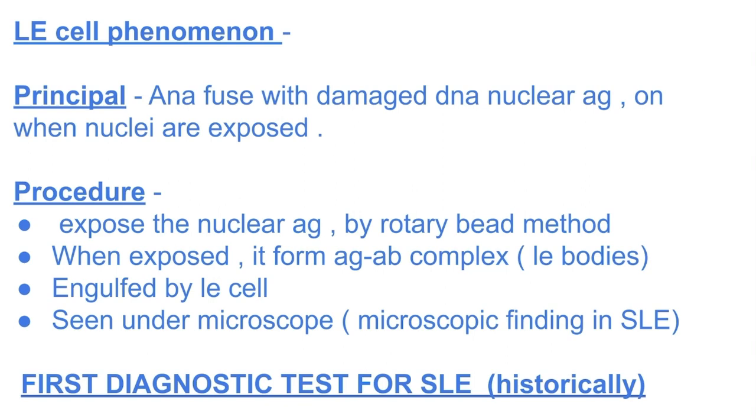So coming to the procedure, first we have to expose the nuclear antigen. When it is exposed, this fusion occurs, right? For the exposure, we do it by the rotatory bead method. When we use this rotatory bead method, by the continuous rotation of the glass bead, the nucleus gets exposed. When exposed, it forms an antibody and antigen complex. That means LE bodies. Now these LE bodies are engulfed by the LE cells.